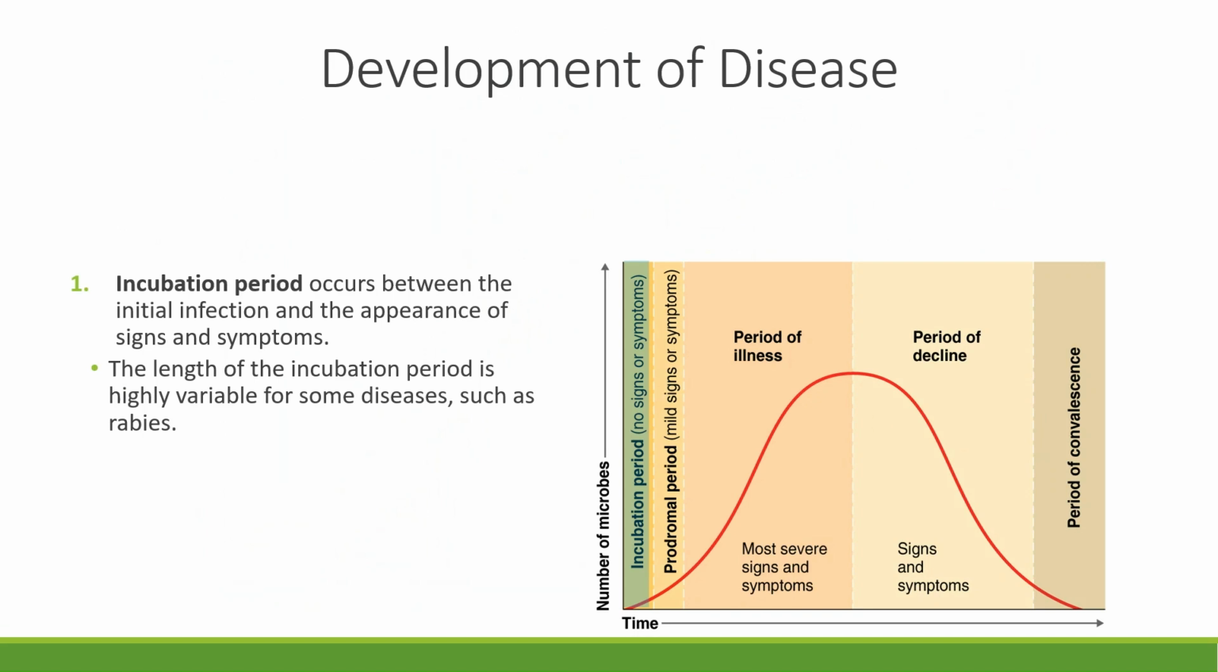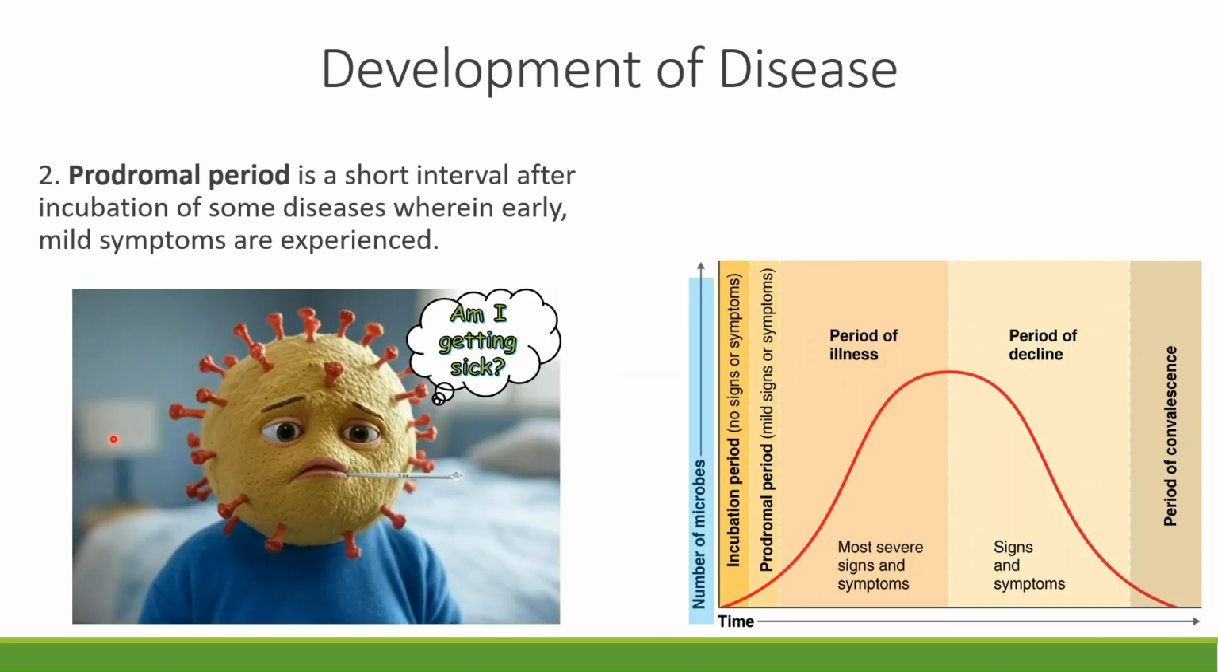The incubation period shown here is the period of the initial infection and appearance of signs and symptoms. This length is highly variable depending on each disease. And we're going to find some of the lowest concentrations of the pathogen, obviously, here. Typically, you have no signs or symptoms in this period of incubation. An example of how this can vary so much is rabies, which has a very short incubation period, whereas a disease like AIDS caused by HIV has a very long incubation period.